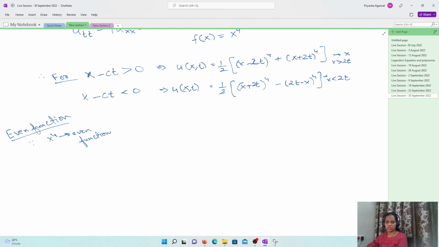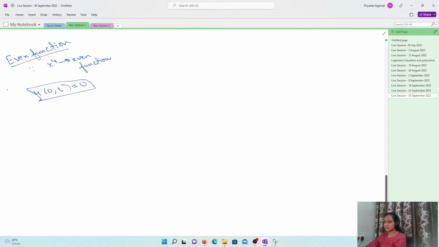Okay. Now we know that u(0, t) equals 0, which is this boundary condition. So in this case, if you just put x equals 0, what's the solution which we get? So if you see, you have to check this.